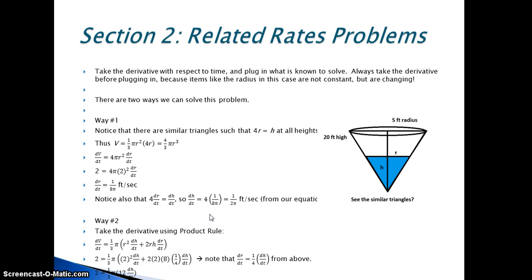When you plug that in, you get 2 is equal to 1/3 pi times 12 dH/dt. And hopefully you can see this. If not, you get the exact same answer, that dH/dt is equal to 1 over 2 pi feet per second. Sorry if that got cut off.